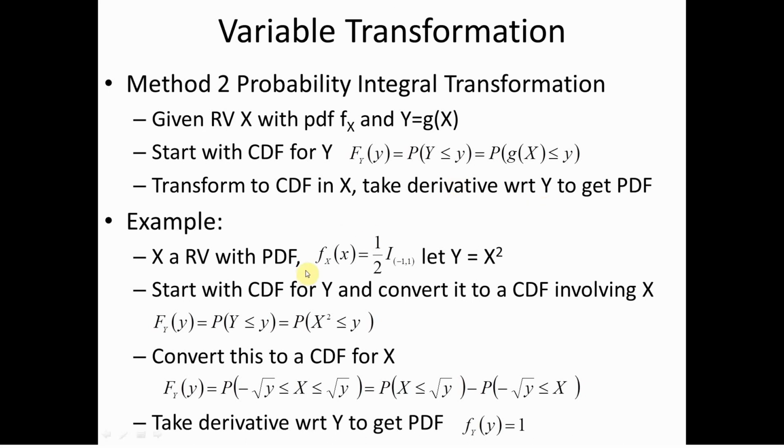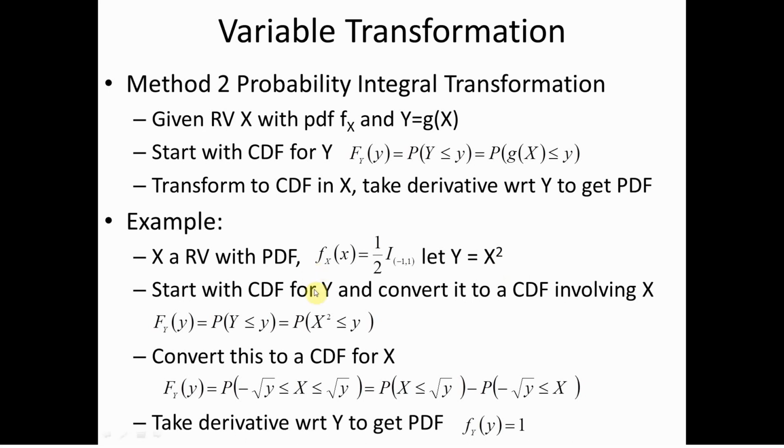So here's an example where x is a random variable and its PDF is going to be 1/2 on the interval -1 to 1. Okay? So this is x. It's a uniform random variable on the interval -1 to 1. And now I want y to be equal to x squared. And I want to know what is the PDF of y.